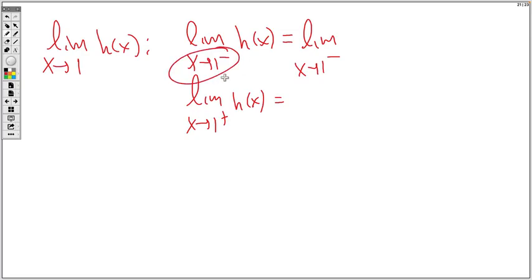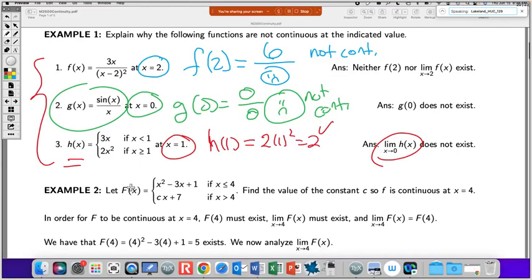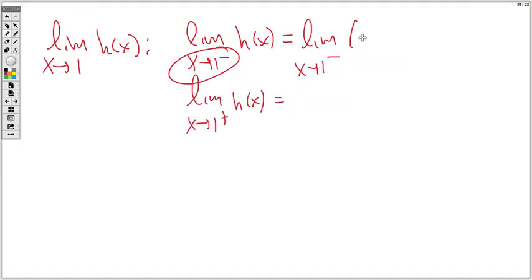If we're coming into 1 from the left, are we plugging in things a little bigger than 1 or a little less than 1? A little less than 1. And if I'm plugging in values less than 1, which of these formulas do I use? The 3x. Can I just plug that 1 in there? Yeah. So I can use principal substitution here, and get my limit here is what? 3.